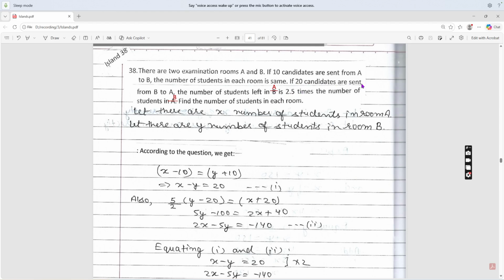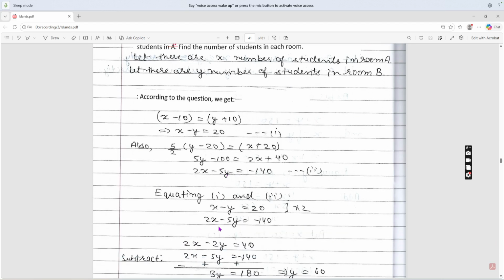If 20 candidates are sent from B to A, the number of students in A would be x plus 20, which is equal to 2.5 times the number of students in B. The number of students in B would be y minus 20, and 2.5 means 5 by 2 into. Now we are going to open the bracket. 5y minus 100 is equal to, this 2 is going to be multiplied to the numerator on the RHS, 2x plus 40. Now we are going to shuffle it, and we are getting 2x minus 5y is equal to minus 140.